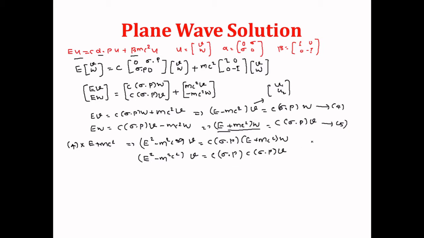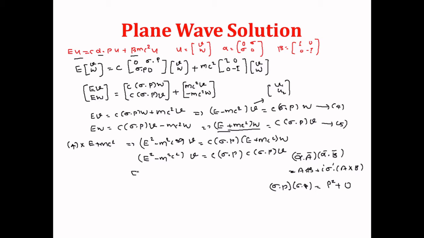To solve this equation, we can use the standard equation, that is sigma dot A into sigma dot B equal to A dot B plus I sigma dot A cross B. This is a standard equation. We can easily prove this one. So the value of sigma dot P into sigma dot P becomes A dot B, that is P dot P, which is P square, plus I sigma dot A cross B, here A cross B means P cross P is 0, so it will become 0.